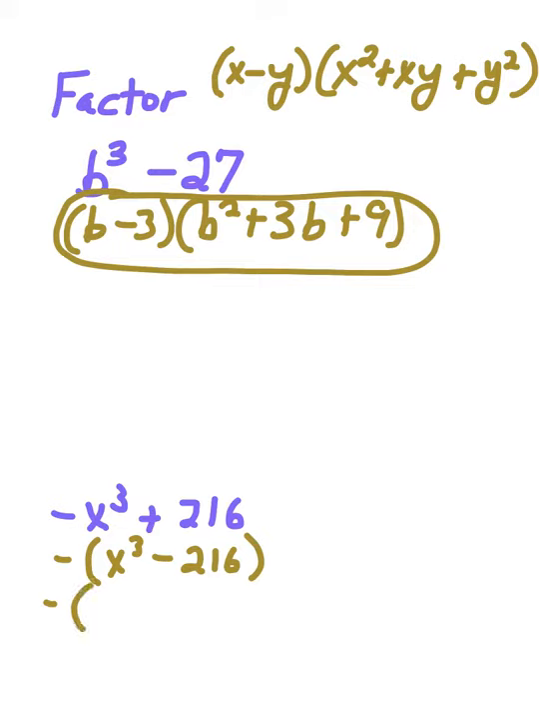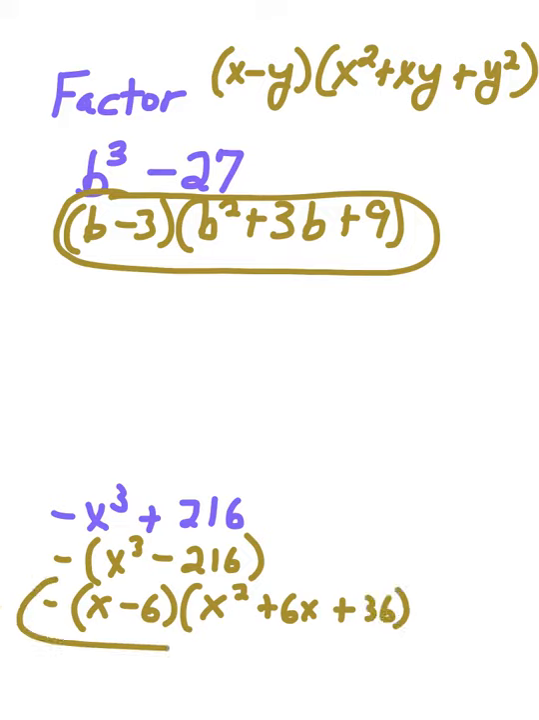Now the cube root of 216 is 6. So I'm going to have x minus 6. And then I'll have x squared, and then plus 6x, and then plus the y squared would be 6 times 6, or 36. And that would be the factoring for negative x cubed plus 216.